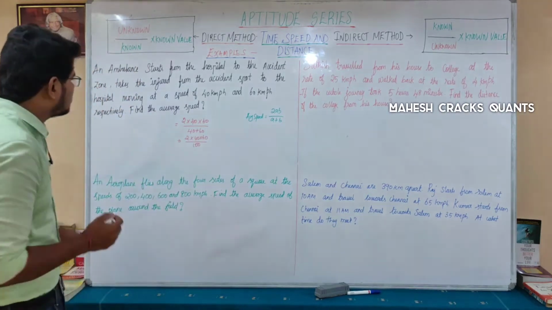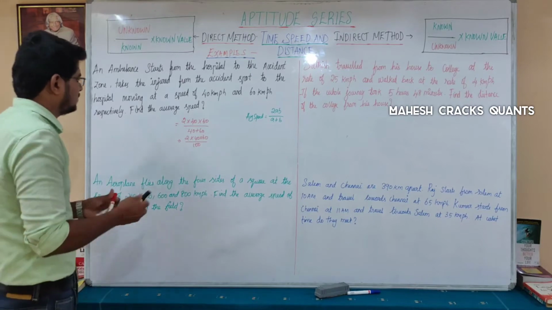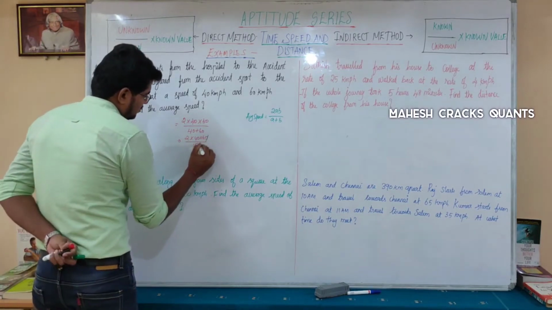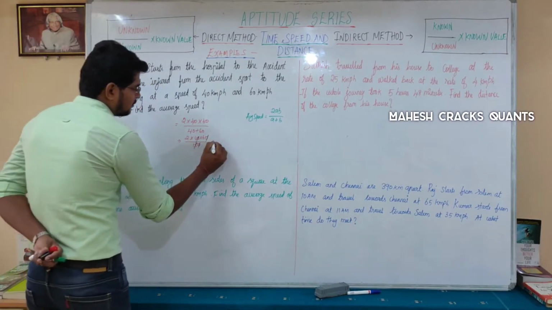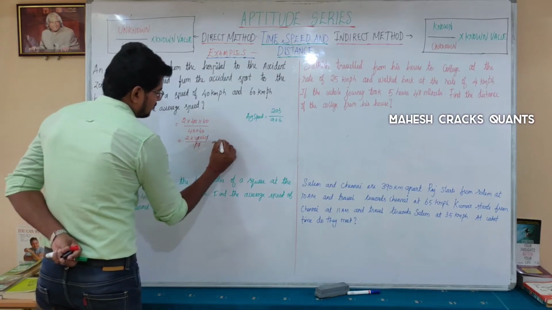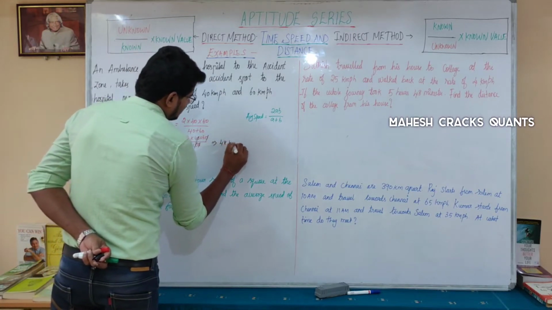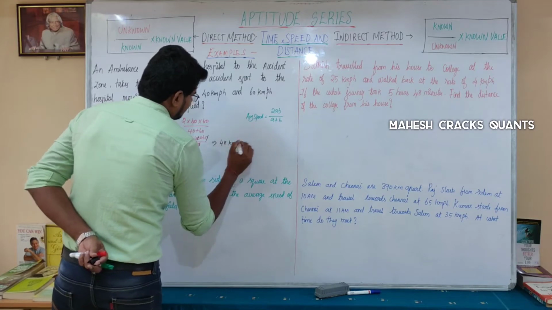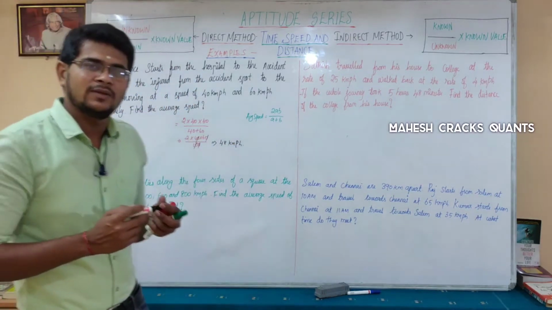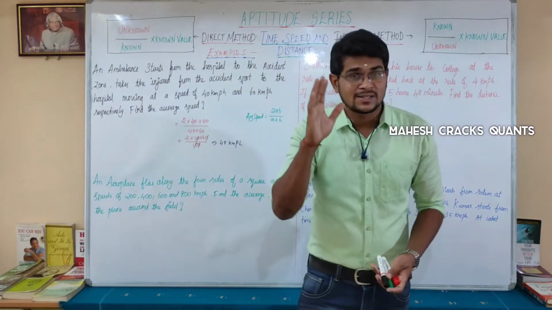I am cancelling the zeros. So 2 into 4, 8, 8 into 6, 48 kilometer per hour. So this is the formula. When you substitute in the formula, you will get the answer directly.